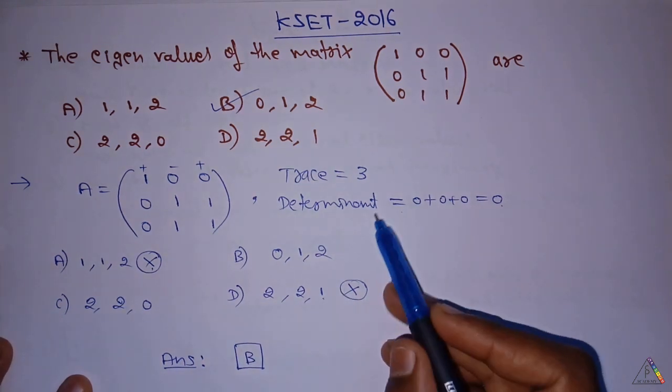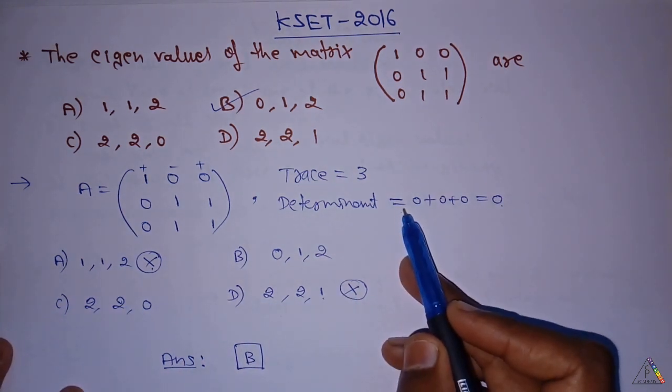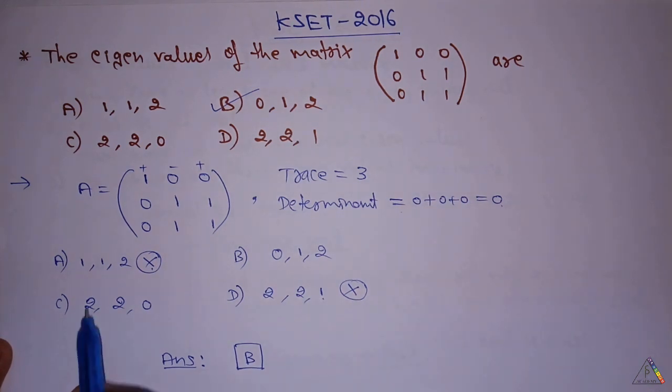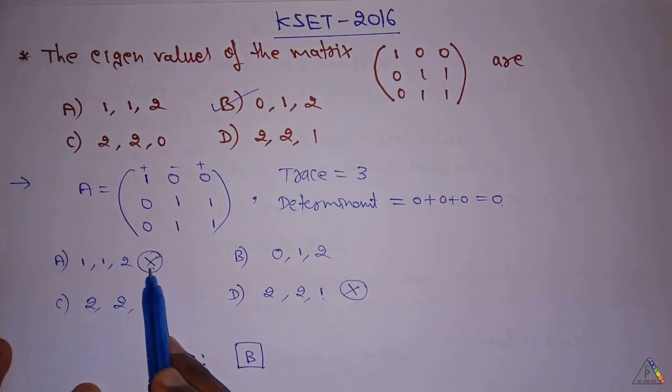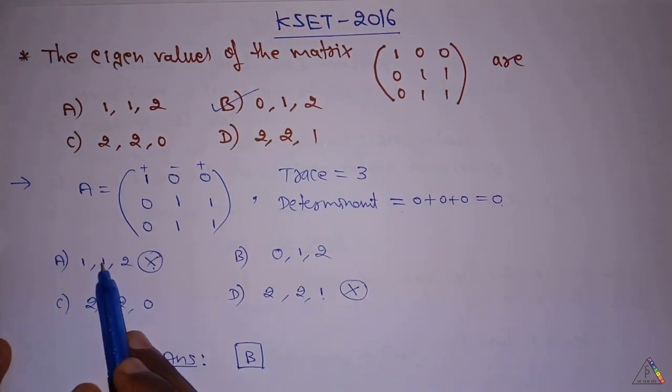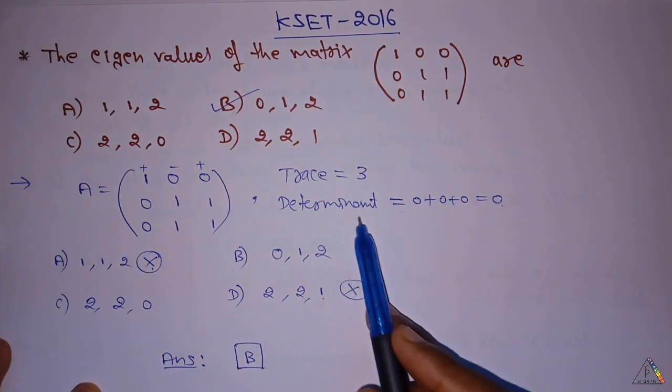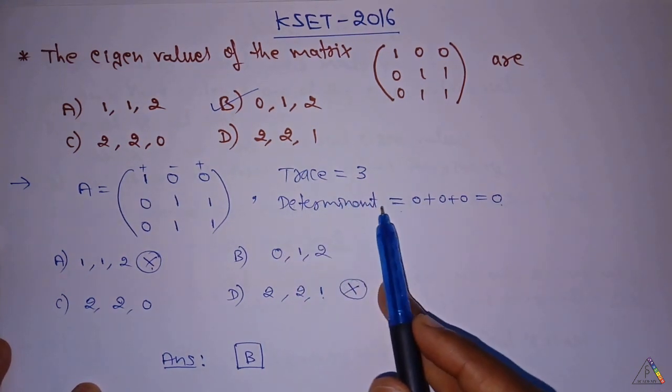Since the property of determinant says the product of the eigenvalues is 0, option A and option D do not have any one of the eigenvalues as 0. Therefore, these two options will not satisfy the property of determinant.